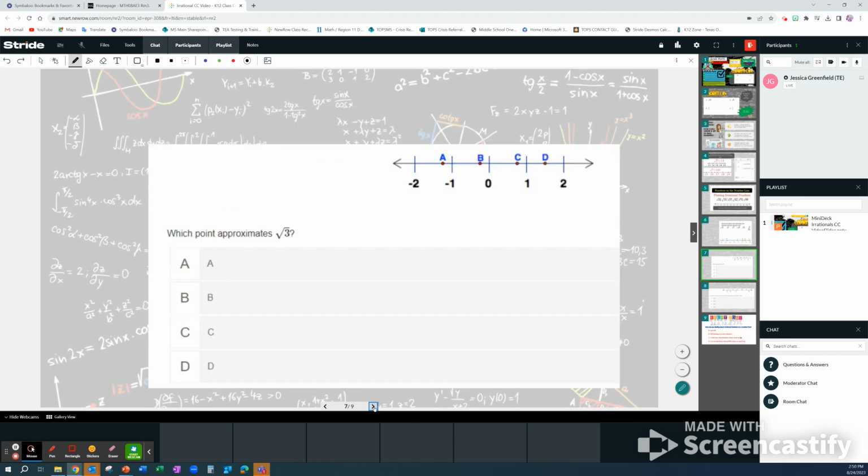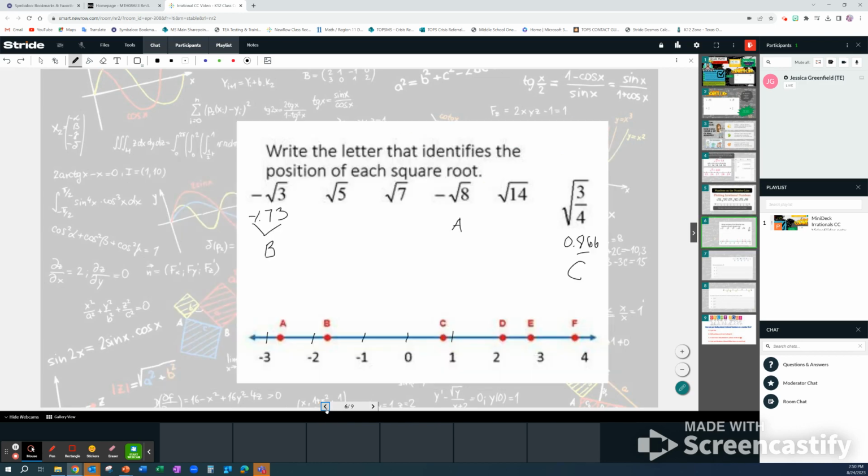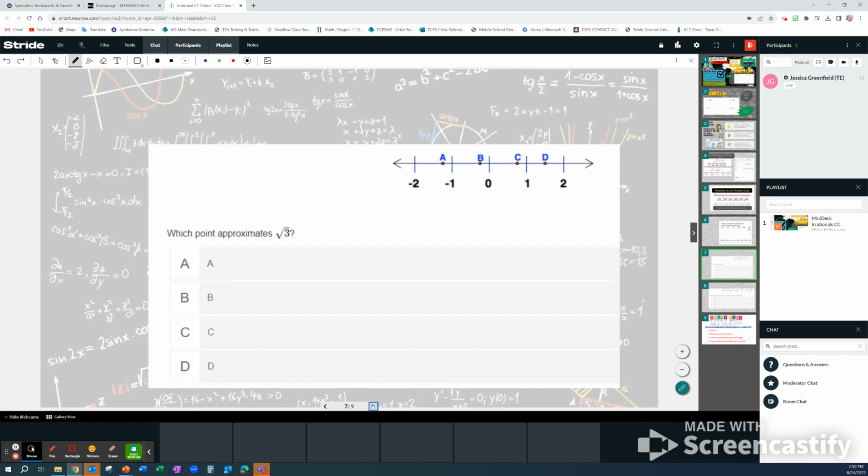All right, so square root of 3. I think we just did this one on the last one. All right, that 1.73, except this time it's going to be positive, right? So where is positive 1.73? Well, that's going to be in between our 1 and our 2, so it's got to be letter D.